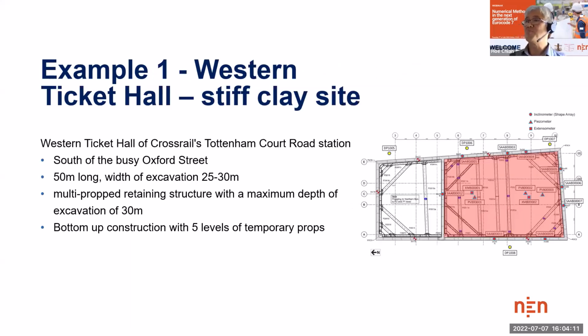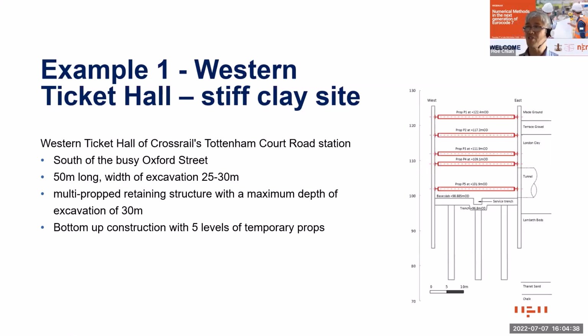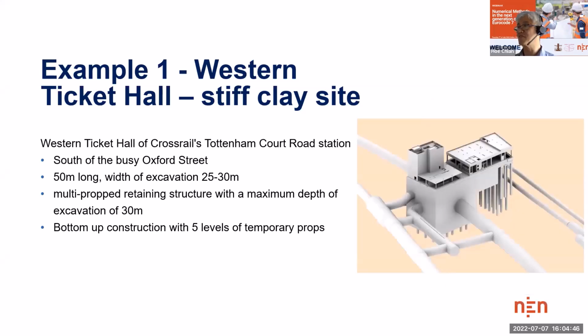Let's just go to the first example. Western Picket Hall is a stiff clay site, just south of Oxford Street and Tottenham Court Road, part of Tottenham Court Road Station. The size of the excavation is 50 meters north to south, and the width is between 25 to 30 meters. It's designed as a multi-prop retaining structure with a maximum excavation of around 30 meters, built bottom-up with 5 levels of temporary prop. This is the image of the finished structure.